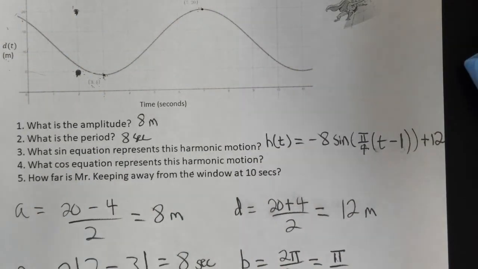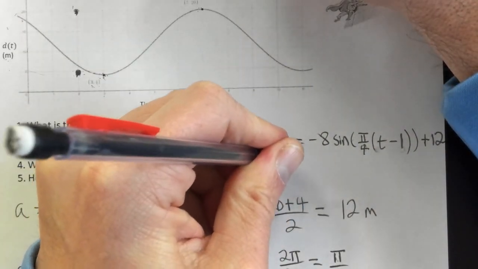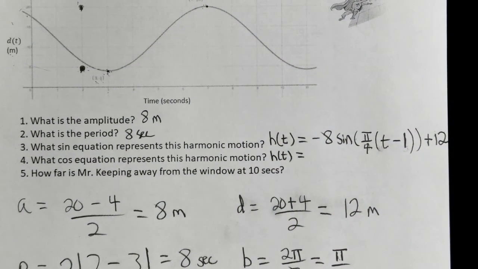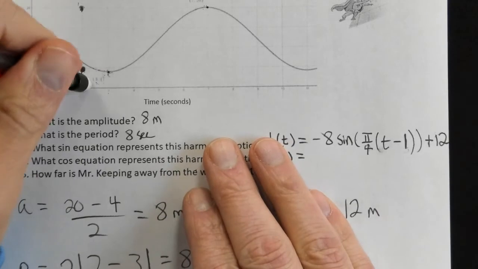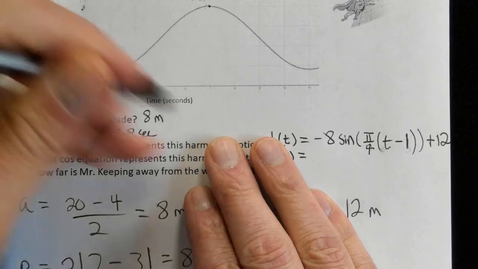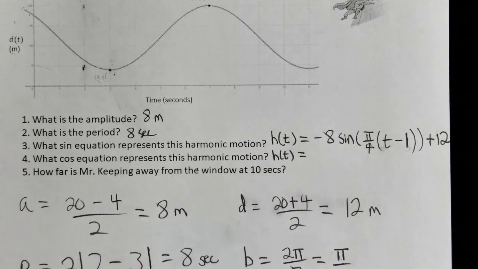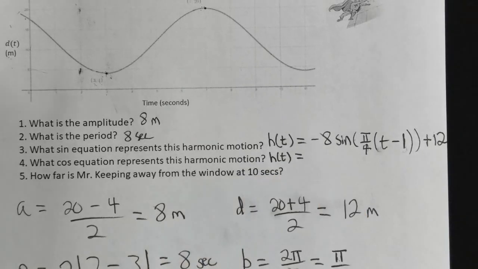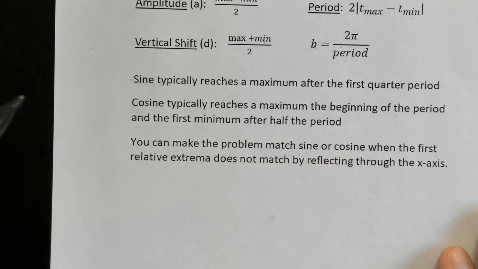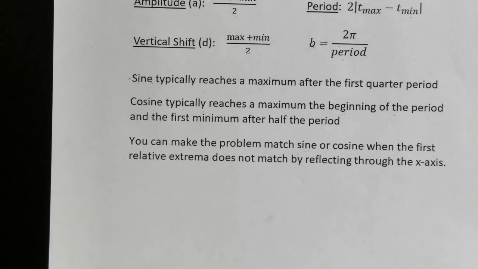So for the other equation, now the cosine equation, it'll start off the same way. What we need to think about now with the cosine equation is, we typically don't have to flip it by making that amplitude negative, or making the value of a negative, because remember with cosine, it reaches a maximum at the beginning of the period. So right at the beginning there's a max. So if we've got a max, we'll just use that and shift it over.